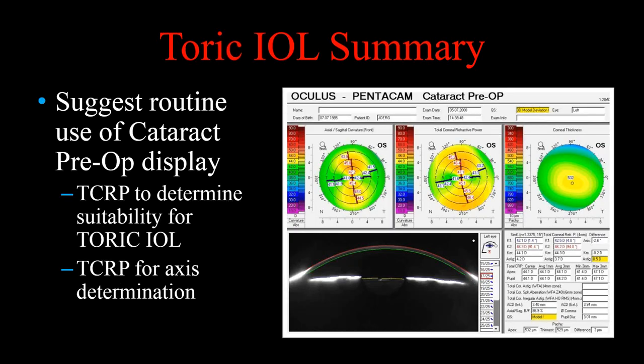So I suggest, and we routinely do this with our residents, the routine use of the cataract pre-op display, not just for toric patients, I look at it for all patients, but particularly for toric patients, using total corneal refractive power to determine the suitability for toric IOL and total corneal refractive power for axis determination.